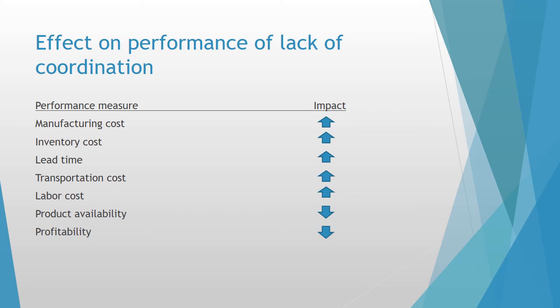Manufacturing cost, inventory cost, replacement lead time, transportation cost, labor cost, etc. increase. On the other hand, product availability and profitability decrease. From the earlier discussion, it follows that lack of coordination has a significant negative impact on supply chain performance by increasing cost and decreasing responsiveness.